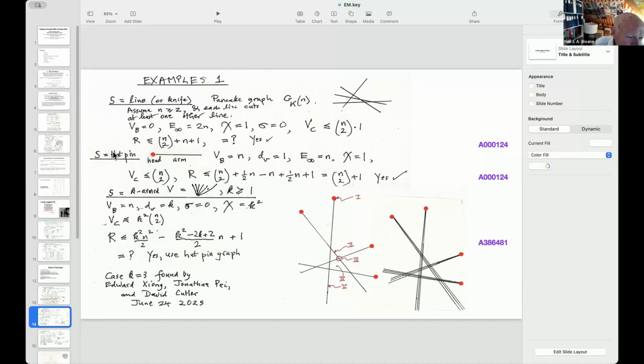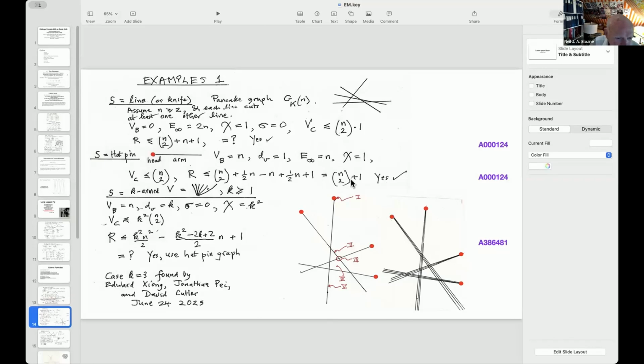All right, so if you have n hat pins, the number of base nodes is n. You get one for each head, each red dot. The degree is 1. You've got n infinite edges, so E sub infinity is n. The crossing number is 1, and the formula gives the right answer, which is n choose 2 plus 1. And here's an example. This is a hat pin graph with 4 hat pins. And you can see basically it looks like straight lines. It's basically the same as the pancake argument.